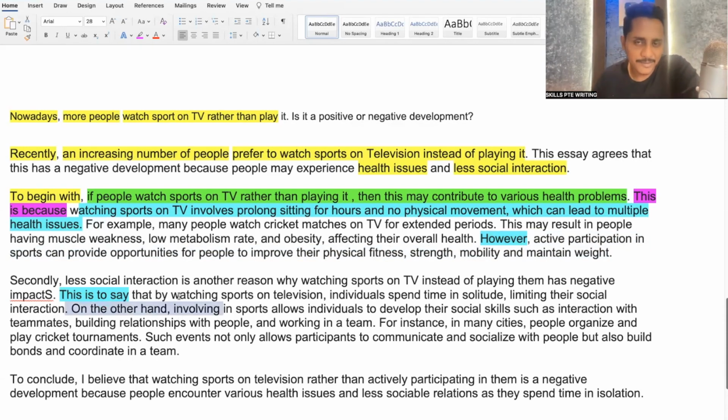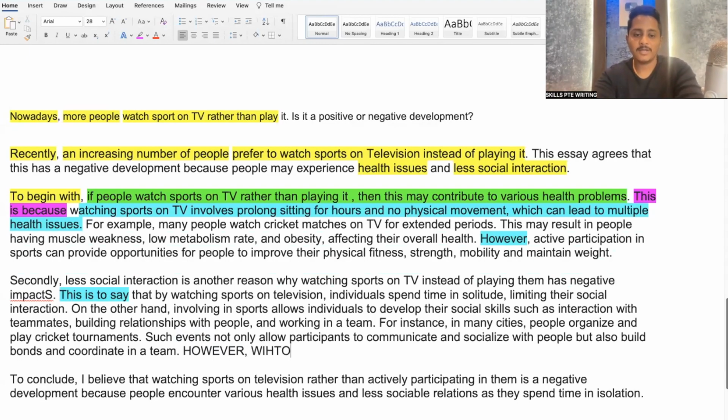It's okay. Nevertheless, it's still a good essay. Involving in sports, or involvement in sports, is a better phrase, allows individuals to develop their social skills such as interaction with teammates, building relationships with people, and working in a team. For instance, in many cities, people organize and play cricket tournaments. Such events allow participants to communicate and socialize with people, but also build bonds and coordinate in a team. However, without such events, probably she could have written little.